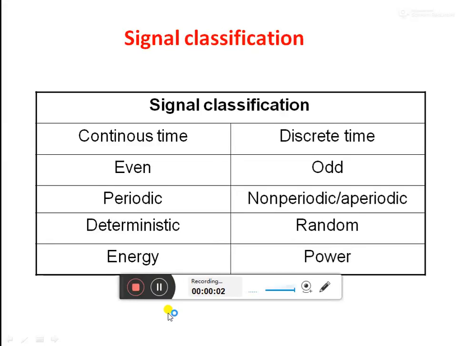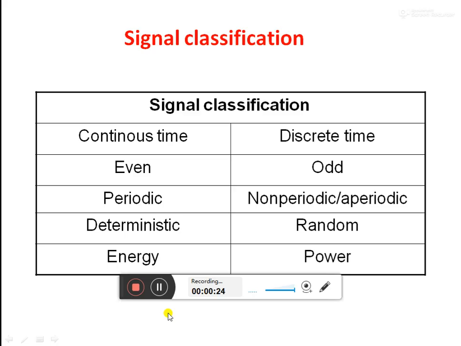Hello everyone, welcome to the second session of Signals and Systems class. Today let's discuss the classification of signals into different categories based on their characteristics. So this table is showing you the classification of signals into different categories based on their properties.